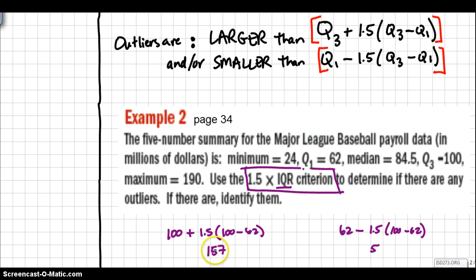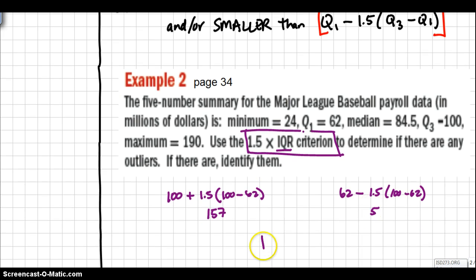So now you want to ask yourself if all of the data is contained within this new range of numbers that we found. So is 24 the smallest number in the data? Is that in between these two? Yes. Then we would jump up to the maximum. Is 190 contained within 157 and 5? No, it is not. So we know that 190 is indeed an outlier.